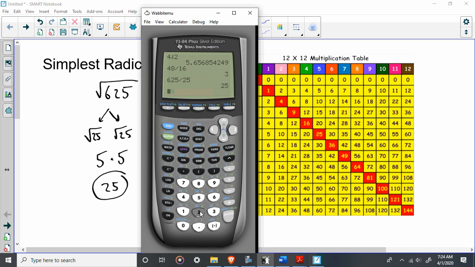So even when numbers seem unfamiliar, if we start breaking them down into smaller components, we may find some surprises in the midst. That 625, which we didn't know was a perfect square, is indeed a perfect square, okay?